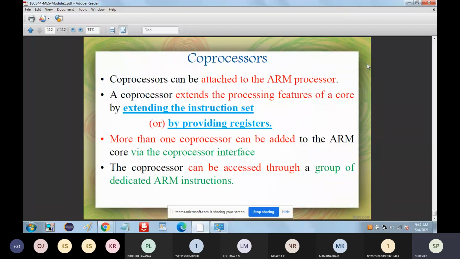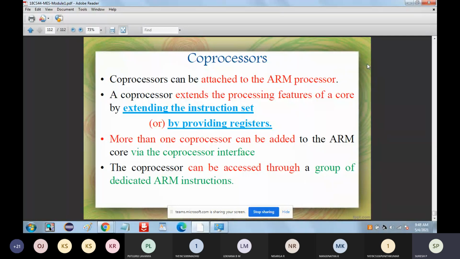I have done it yesterday. You have to tell. There are different types of exceptions: reset, undefined instruction, software interrupt, prefetch abort, data abort, reserved, interrupt request, and fast interrupt request. Now, whenever the processor is not able to decode an instruction, what type of exception will occur? Whenever your processor is not able to decode the instruction, it will generate the undefined instruction exception.